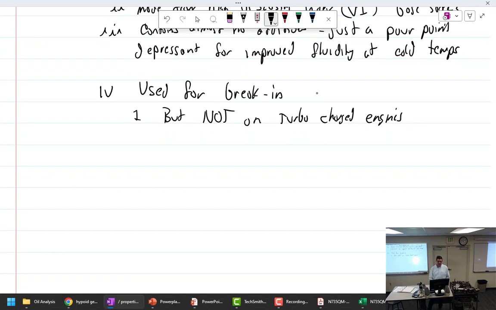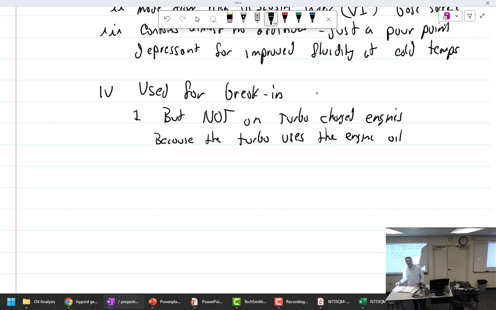Because why? Because of the turbocharger lubricant? Yep, the turbo uses the engine oil. Exactly, it's the same system. But why do they want you to use no additive? They want things to wear in together? And then yes. So let me give you my little take on this, but you go ahead. Yeah, no, I'm asking questions.